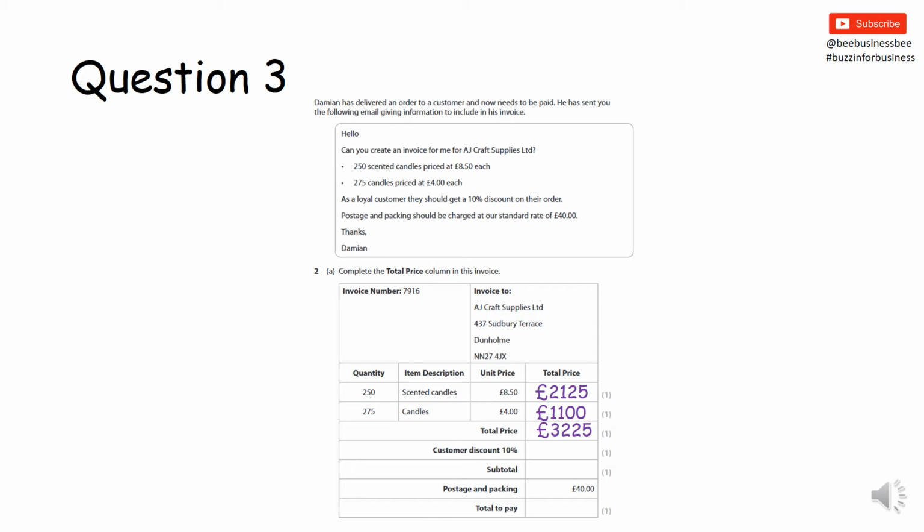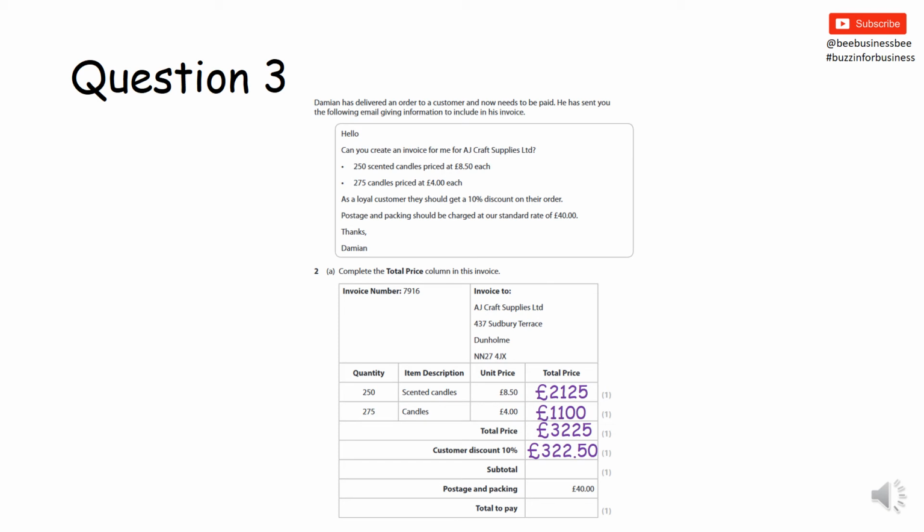You then need to calculate a discount, and the clue is in the word discount. That's 10% discount, so 10% discount of the total price. If you're wondering how to do that, either find 10% by moving the columns across or multiply by 0.10. That gives you £322.50.